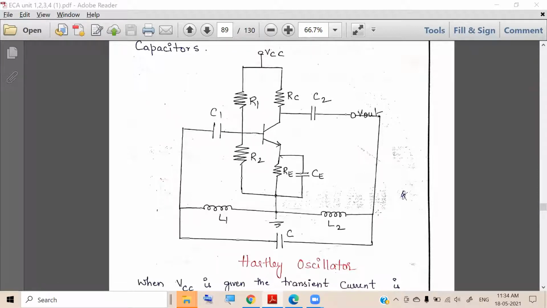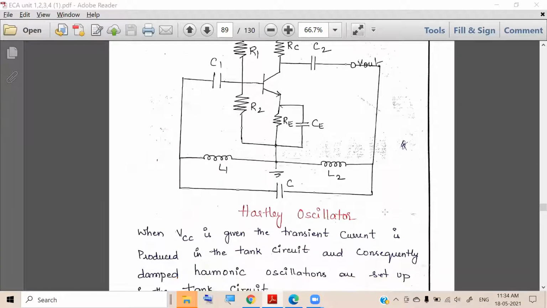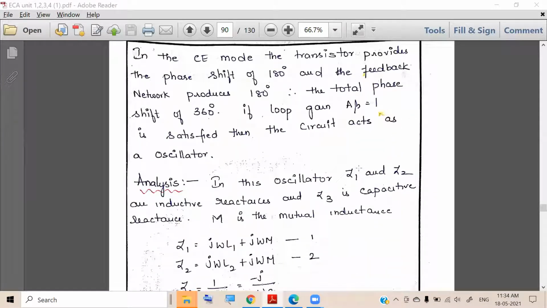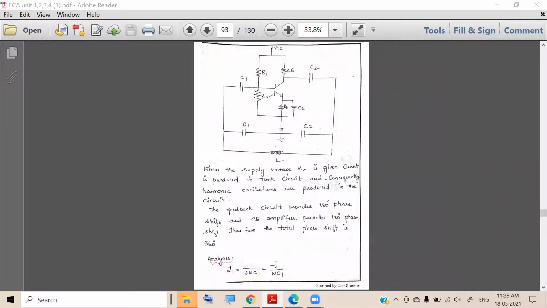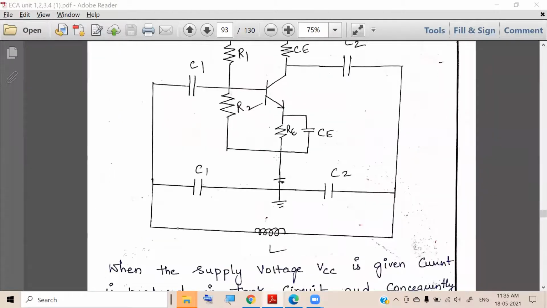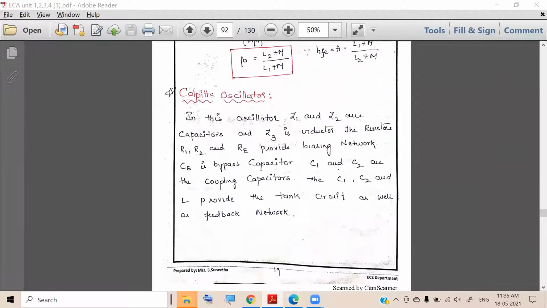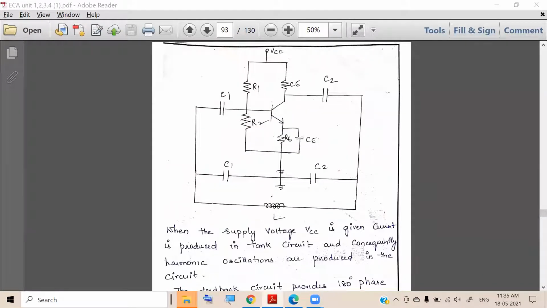What about the Colpitts oscillator? Two capacitors, and how many inductors? The Colpitts oscillator feedback path has two capacitors and one inductor. The rest is the same for the Hartley oscillator and the Colpitts oscillator.